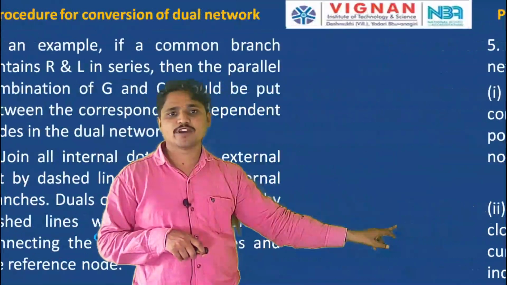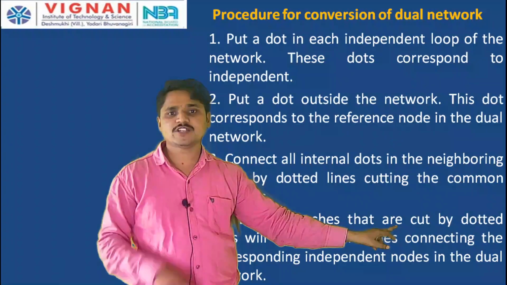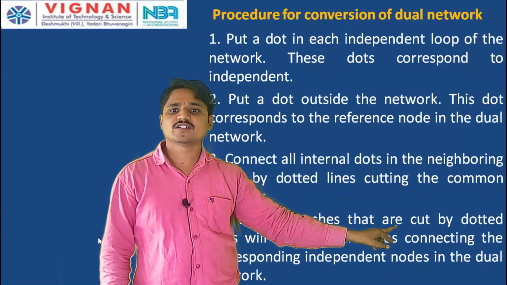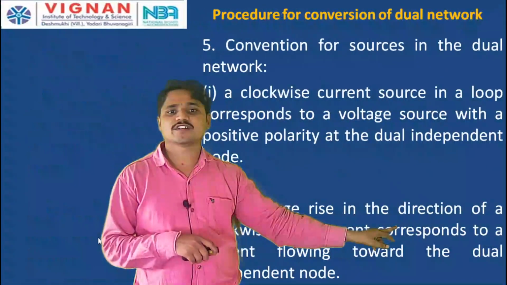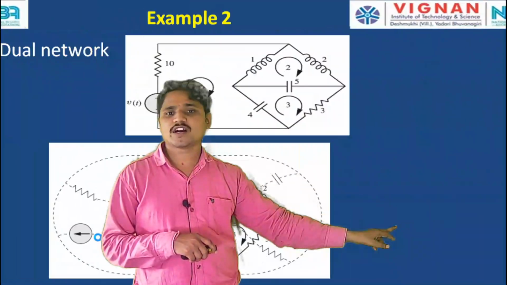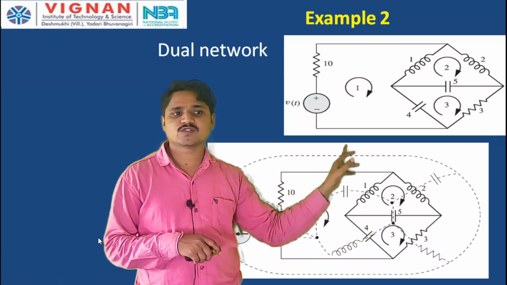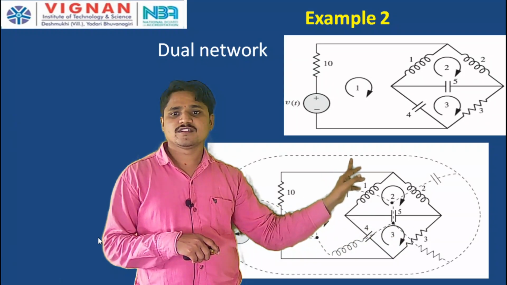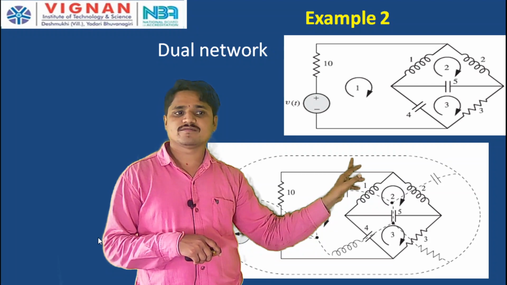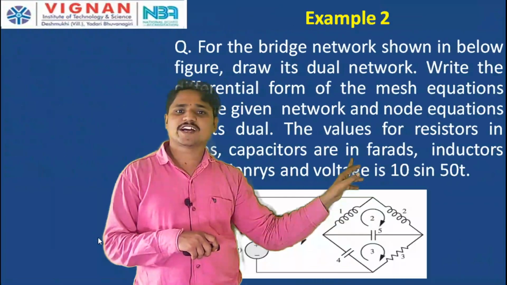Now, next one is what? Second step, I am going back. Second step is to put a dot outside the network. This dot corresponds to the reference node in the dual network. See here, I put one dot on the outside, to connect the reference. Now, the second step is over.